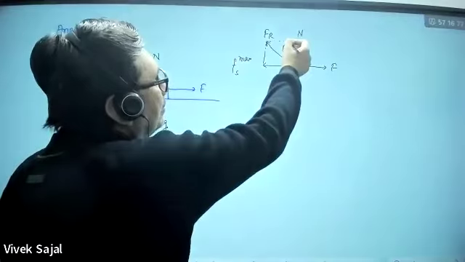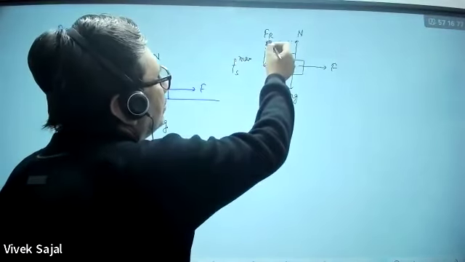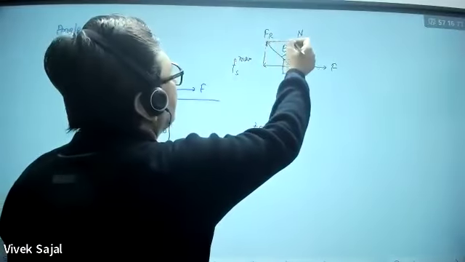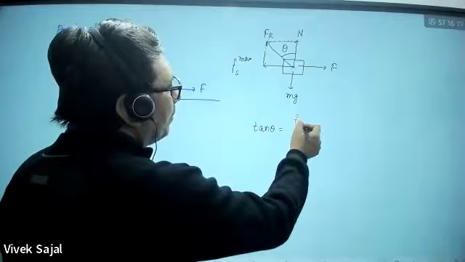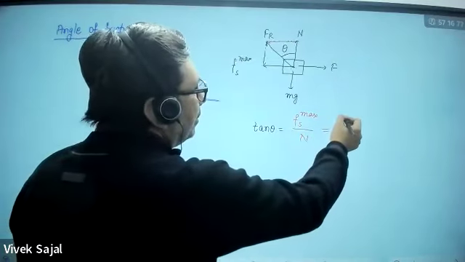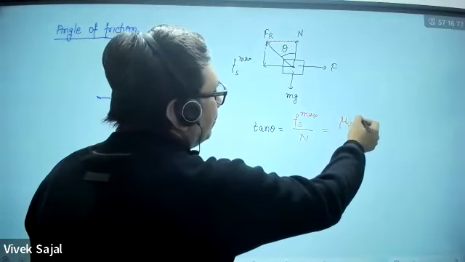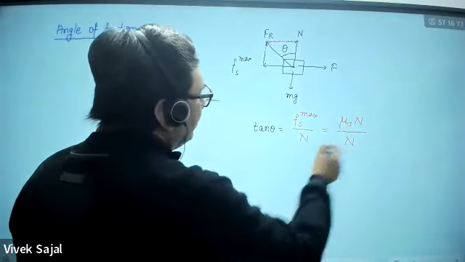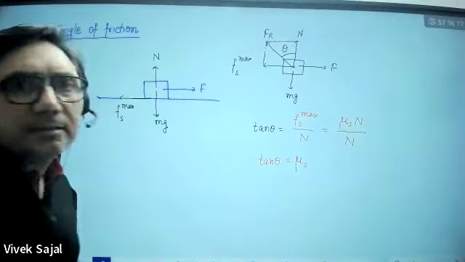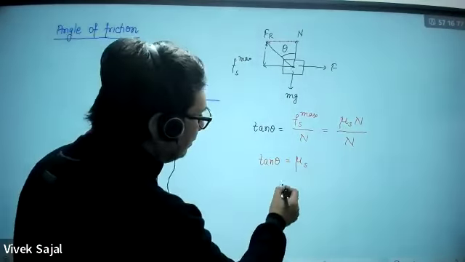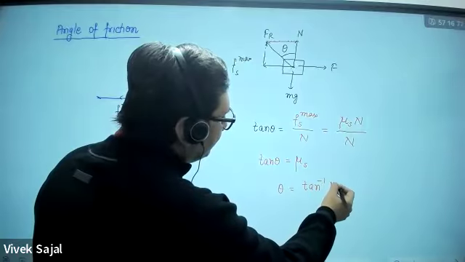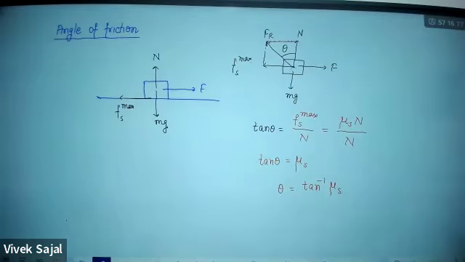So if you look at that diagram, tan theta will be how much? This side will be Fs max, and the other side is the normal reaction. So tan theta is Fs max divided by N, which is mu s N divided by N. So tan theta will be equal to mu s, and this theta is called the angle of friction, tan inverse mu s.